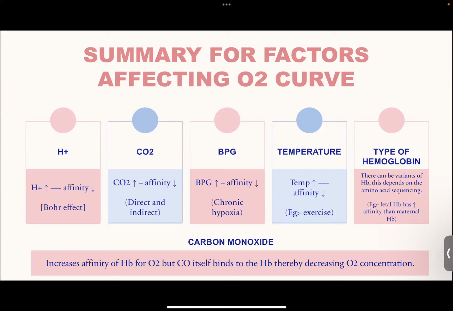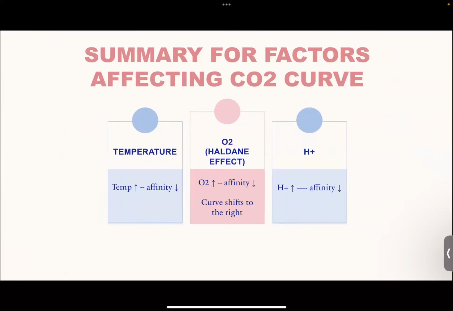And there's one more thing, it's very simple: type of hemoglobin. There can be various types of hemoglobin as well. For example, fetal hemoglobin has higher affinity than maternal hemoglobin. It's obvious, right? It's a baby, so it's going to have higher affinity for oxygen. It's just in the amino acid sequence of the hemoglobin. And then we have carbon monoxide. It increases the affinity of the hemoglobin, but since the carbon monoxide itself binds to the hemoglobin, it decreases the oxygen concentration. Then we have our factors affecting the CO2 curve.